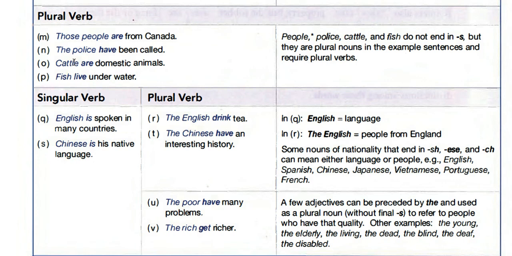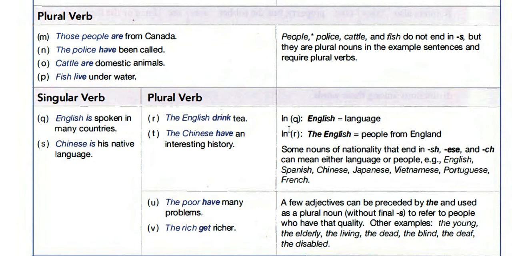That's why we need to keep the verb plural. That's also very tricky for students, and it made them commit a mistake somehow in international exams. We have here singular verb, plural verb. English is spoken in many countries. The English drink tea. So the first one, English, is a language as it is mentioned here.